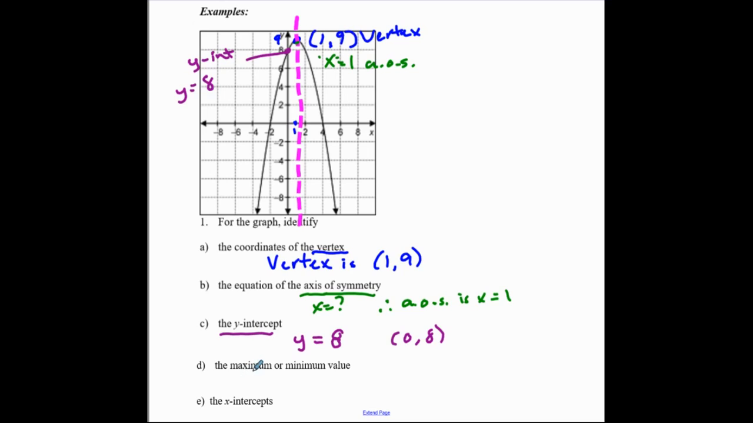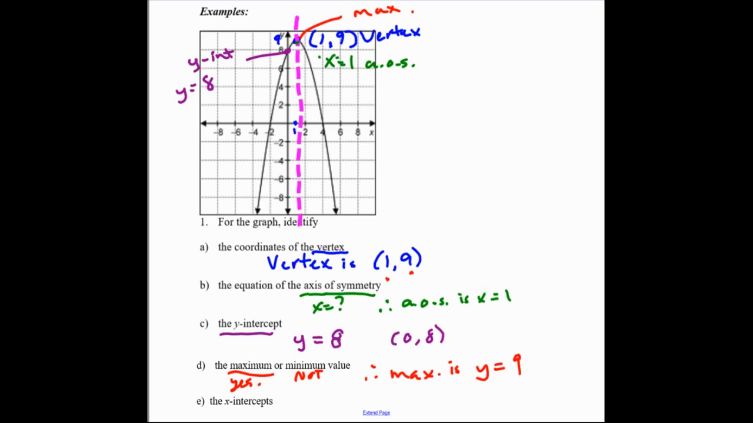Okay, is it a max or a min value? Well, it goes up and it peaks and then comes down. So we are dealing with a maximum, not a minimum. Okay, so therefore the max is, and we said we would put this as the y value of the vertex. So the y value of the vertex, y equals 9.